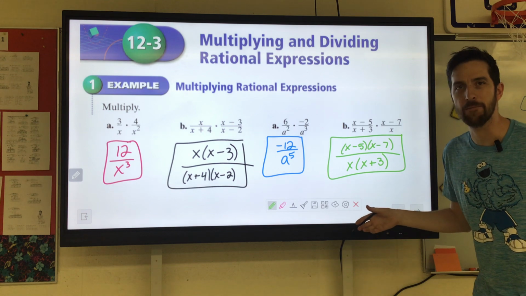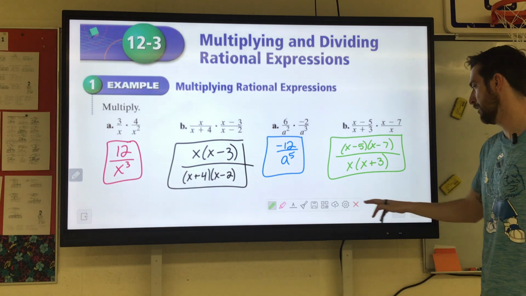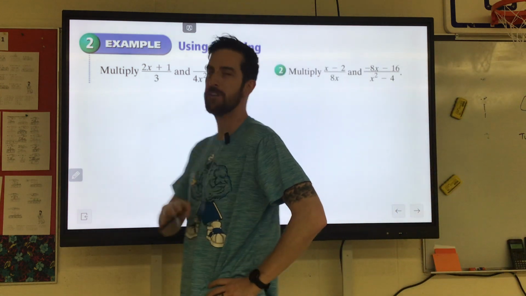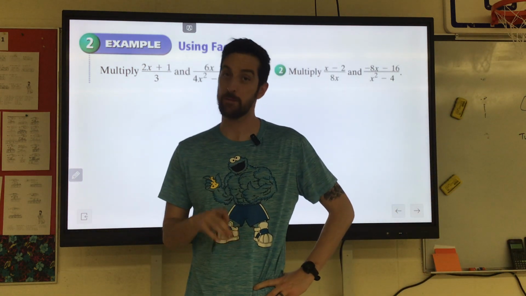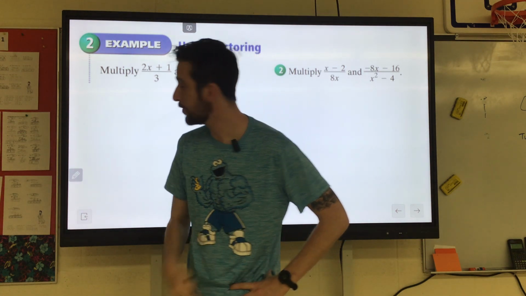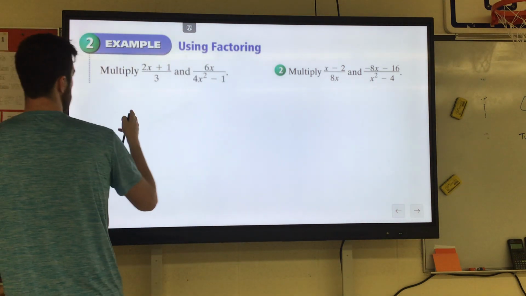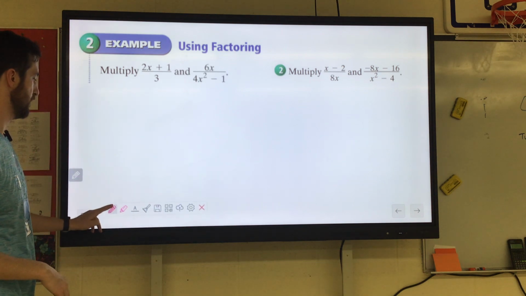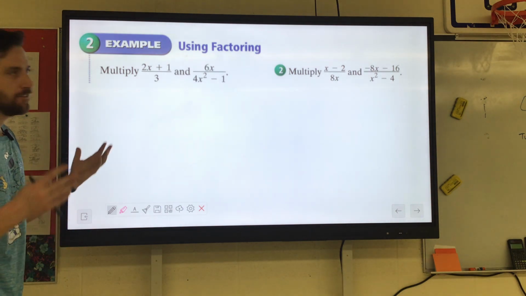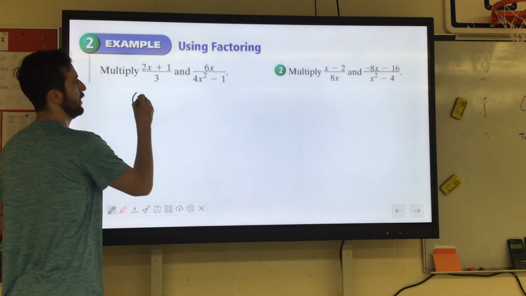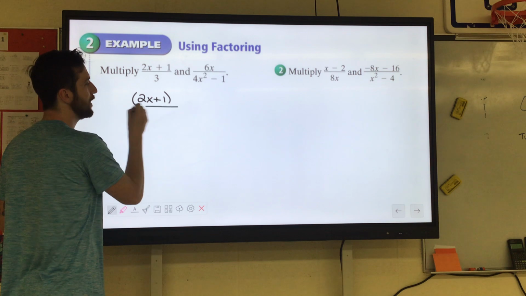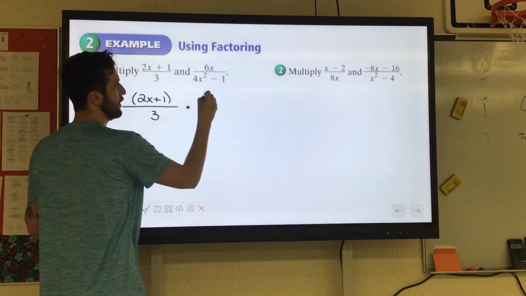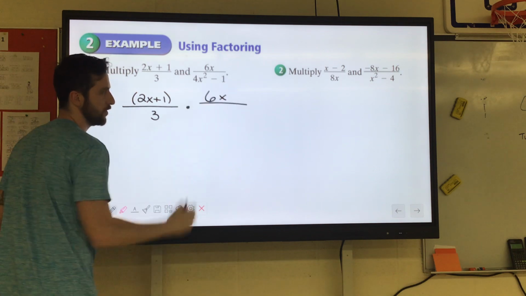All right, cool. Of course, we got to dial it up. This is too easy at this point. Ooh. You always have to factor when you're doing these type of problems. Factoring, it never goes away in math class. So we're going to multiply 2x plus 1 over 3 and 6x over 4x squared minus 1. Now, 2x plus 1, there's no common factor. So I'll just go ahead and write it in parentheses because I bet it's going to cancel out somewhere else. Over 3. We're multiplying it by 6x over this 4x squared minus 1.